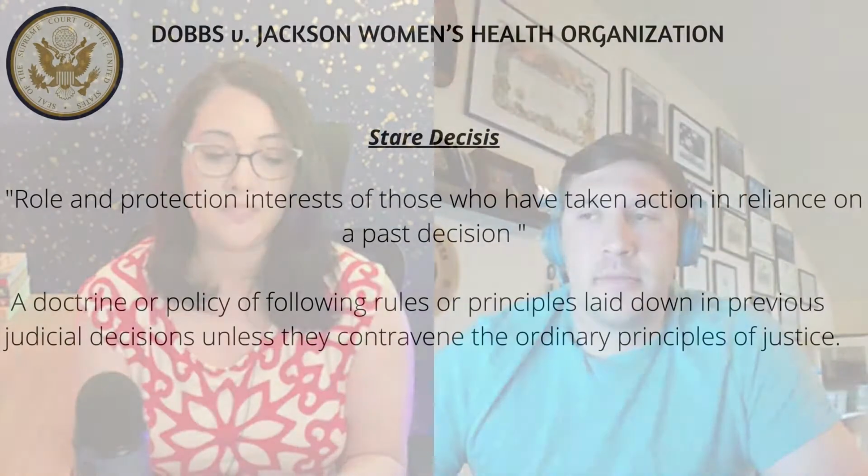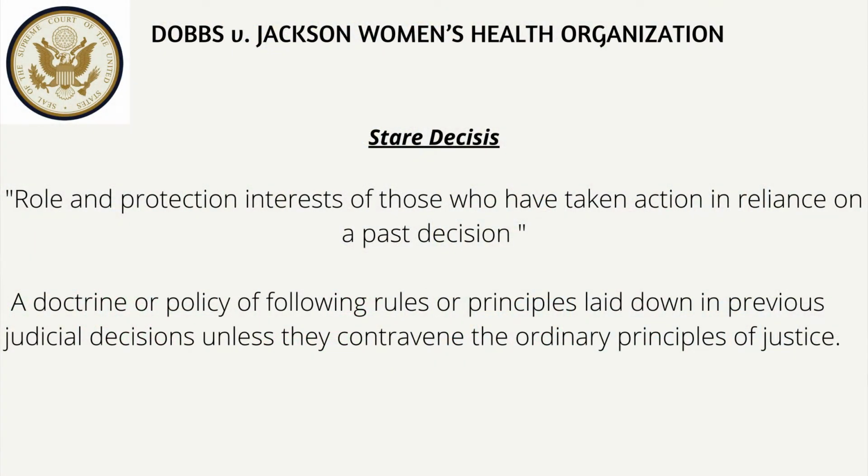And then the second aspect that the court was looking at is a legal term called stare decisis. This is a rule protecting the interests of those who have taken an action in reliance on a past decision. So basically this is a case that has been decided and other people have relied on this court's decision in moving forward. And by having that decision, more laws and more movements can be made based off of that particular decision.